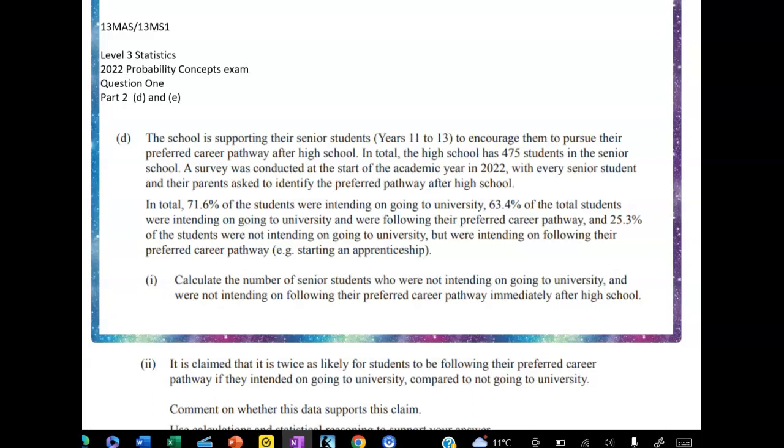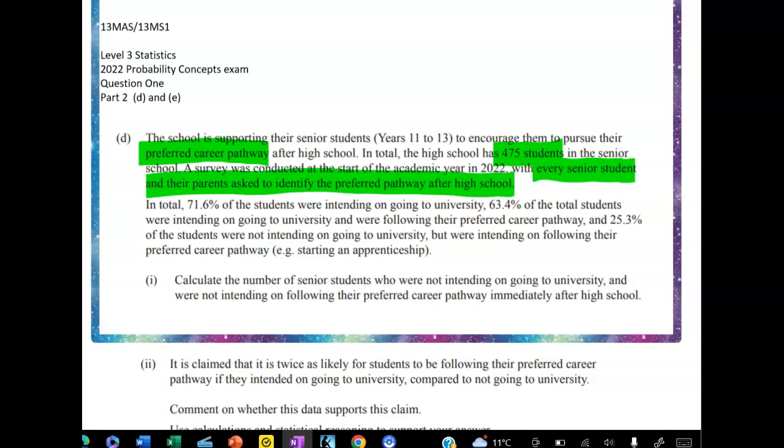It's about the same South Island High School, but this time it's about their senior students. So the school is supporting their senior students to encourage them to pursue their preferred career pathway after high school. In total, there are 475 students in the senior school, and they did a survey at the start of the year with every senior student and their parents asked to identify the preferred pathway after high school. And they found that 71.6% of students were intending on going to university, 63.4% of the total students were intending on going to university and were following their preferred career pathway.